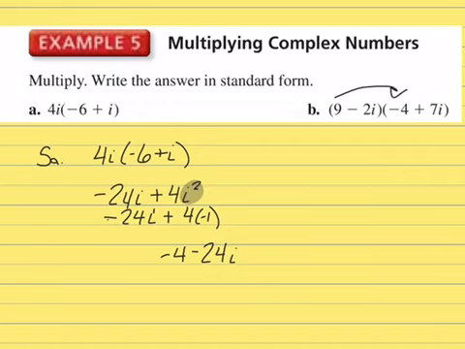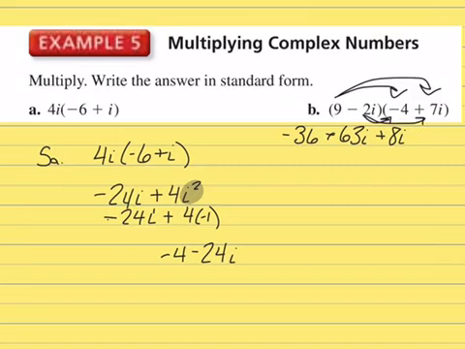So I have 9 times negative 4 is negative 36. 9 times 7i is going to give me plus 63i. Negative 2i times negative 4 is going to give me positive 8i. Negative 2i times positive 7i is going to give me minus 14i squared. Okay, so this is about as busy as it gets in this section. We just have to clean up and put together like terms.